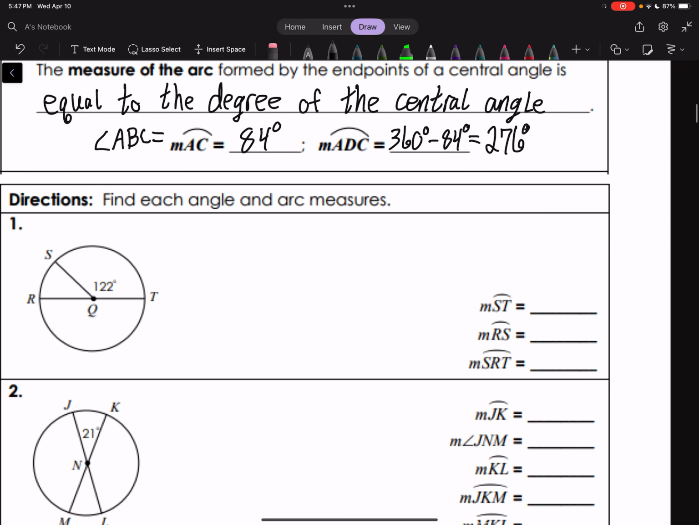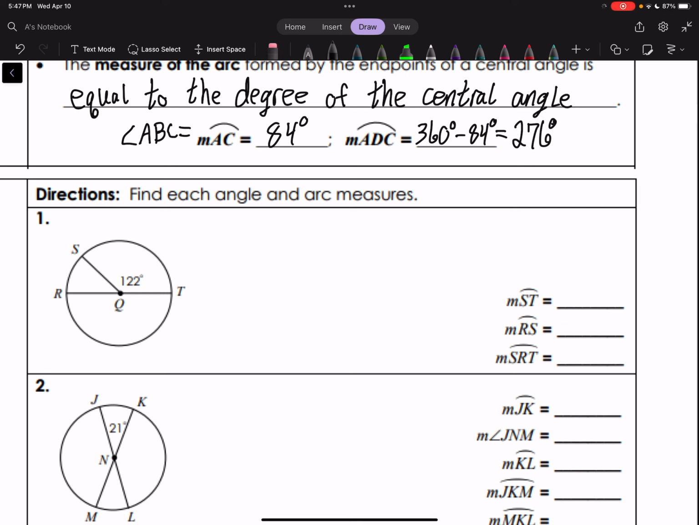Find each angle and arc measurement. The measure of arc ST is going to be the same thing as the angle SQT, which is 122 degrees.